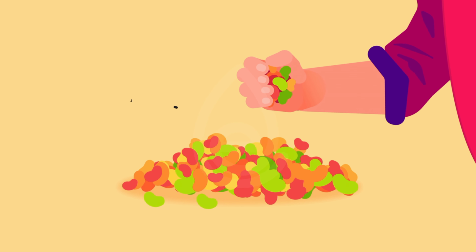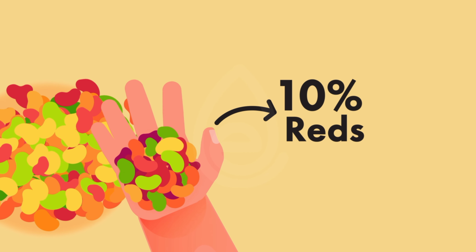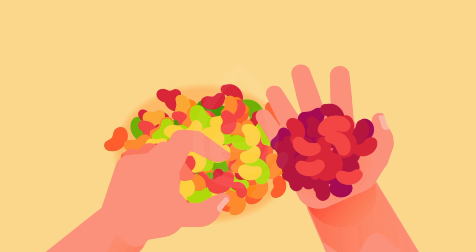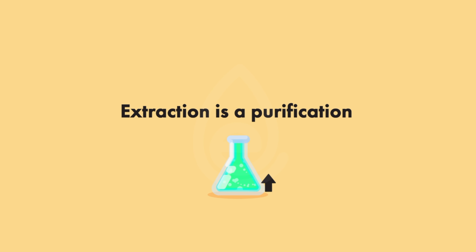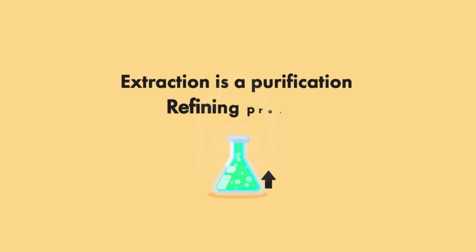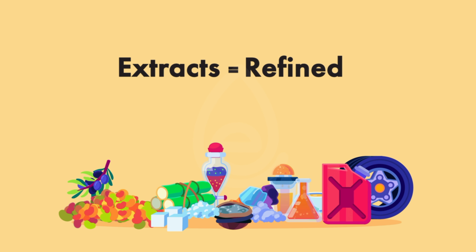For example, if I pick a handful of jelly beans, maybe only 10% of them are red. But if I select just the red ones, the concentration becomes 100%. Increasing concentration is also what occurs as we purify things. Therefore, extraction is a purification or refining process. Extracts are a refined product.